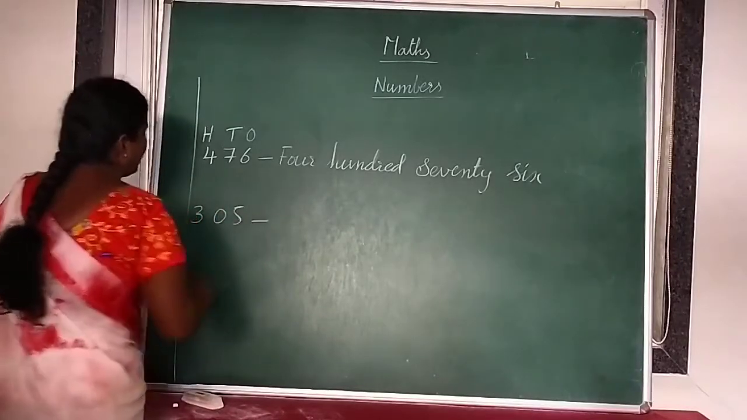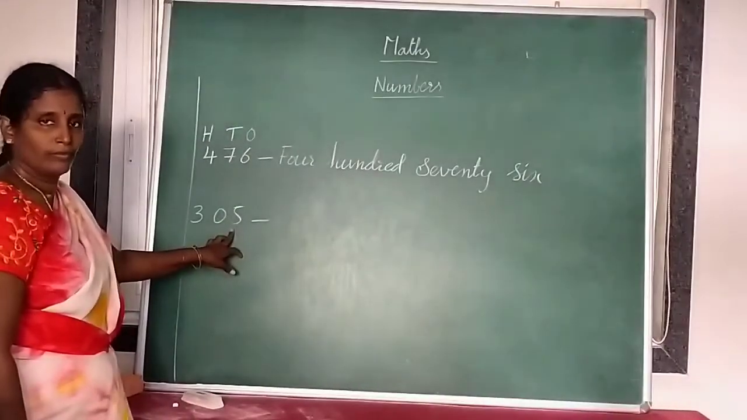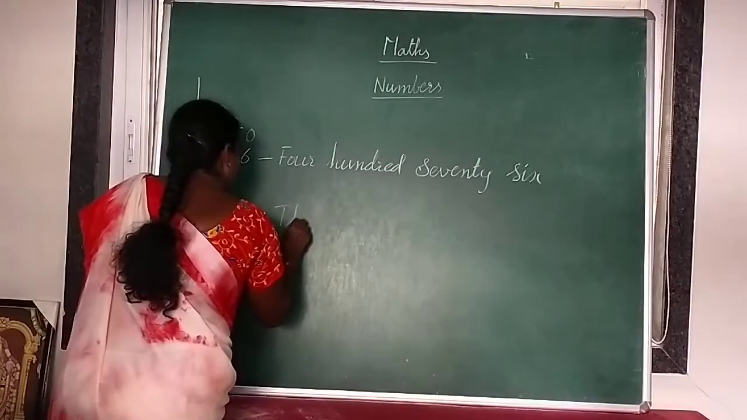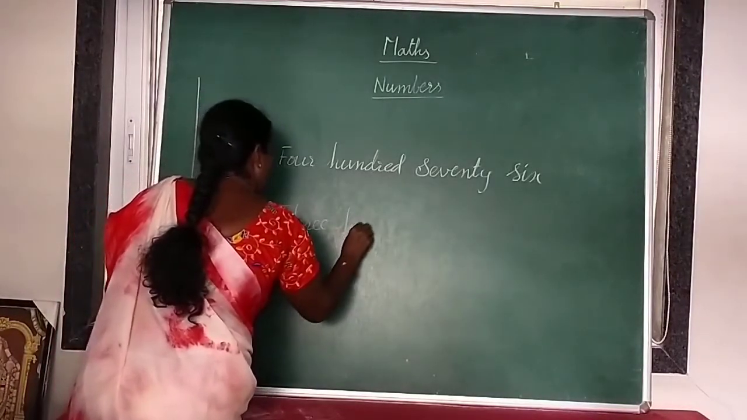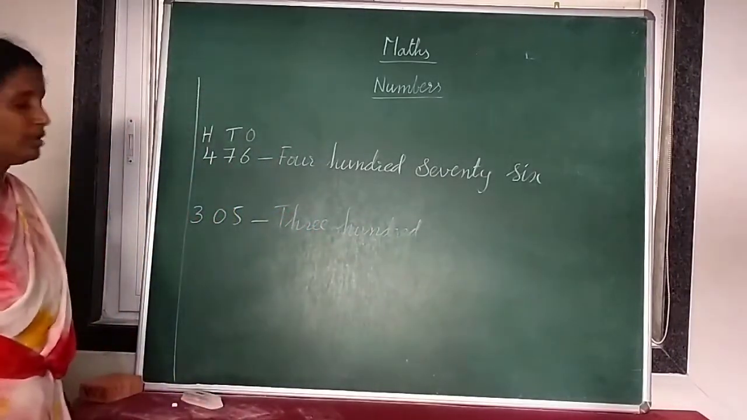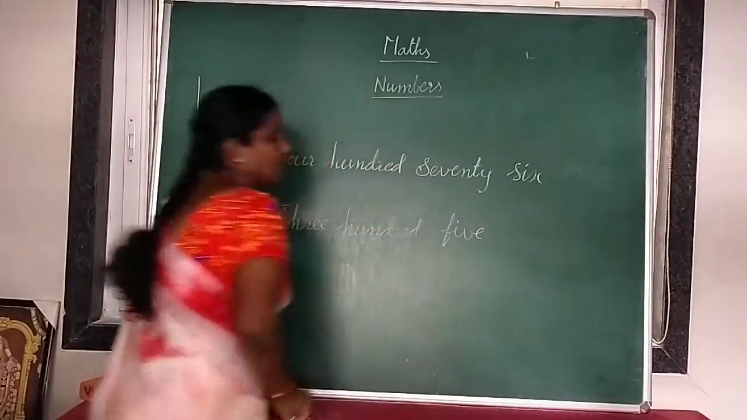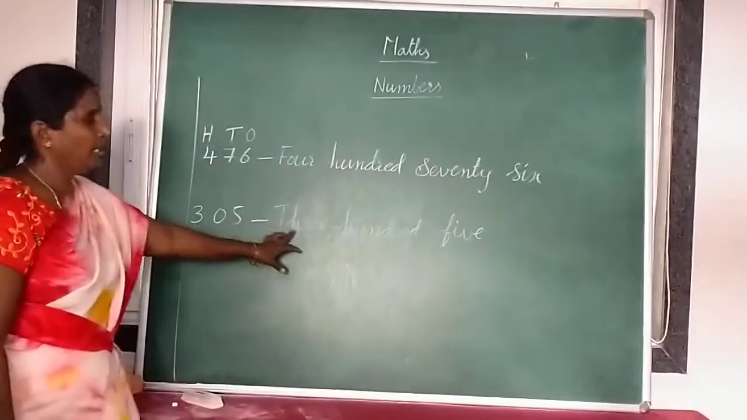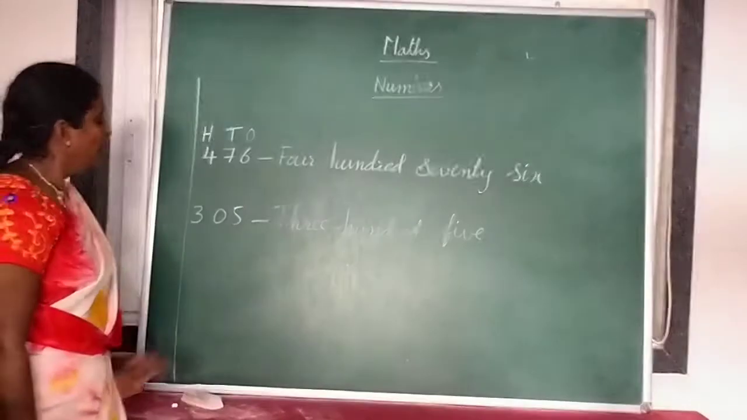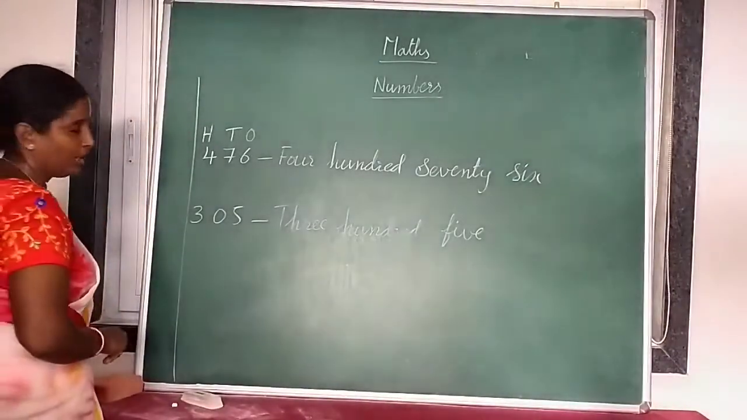So what is the number name? Yes, it is nothing but 300. 305. Yes, 305. Good. 305. And next, these are the number names. Now I will give the number name. You should convert into numeral. Okay?